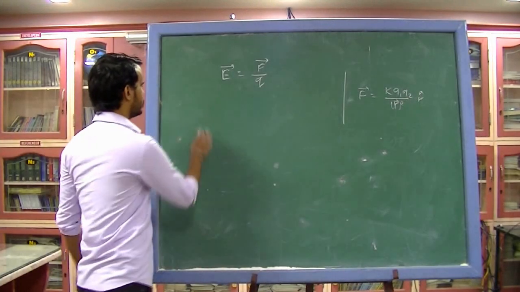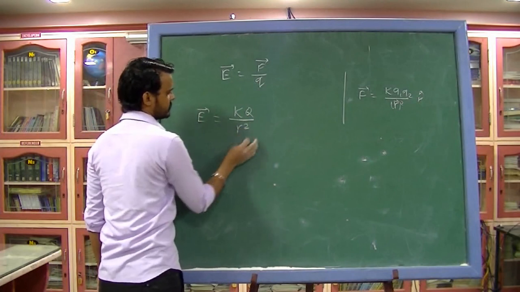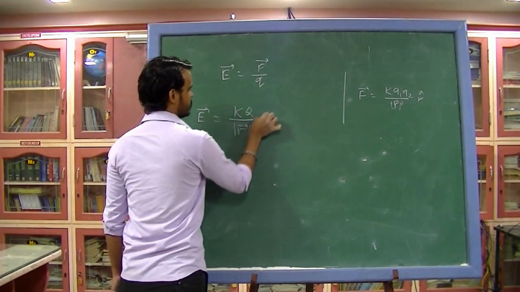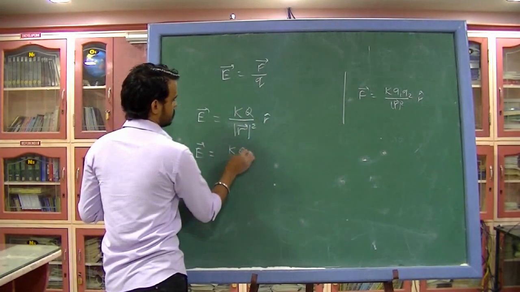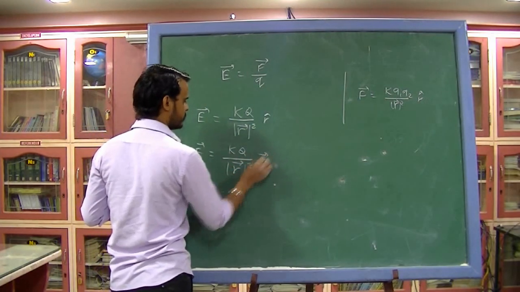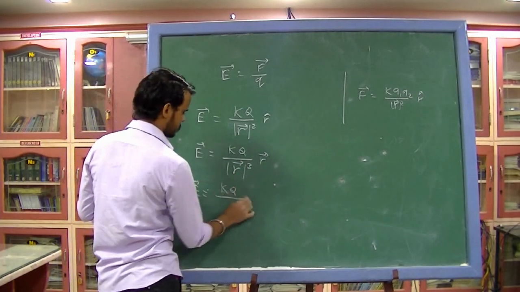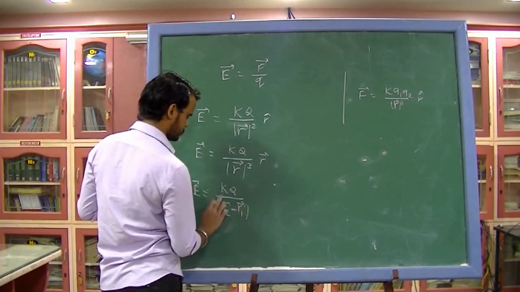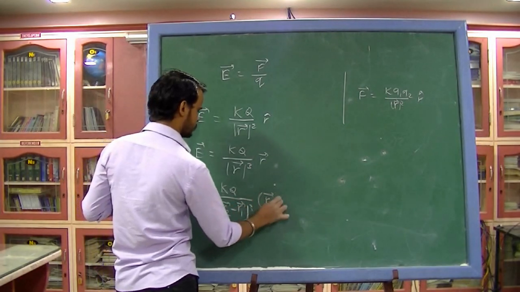So, from here I can write electric field in vector form will be K Q by R square into R cap, which can be written as K Q by R cube into R vector, or K Q by magnitude of R2 minus R1 cubed into R2 minus R1.